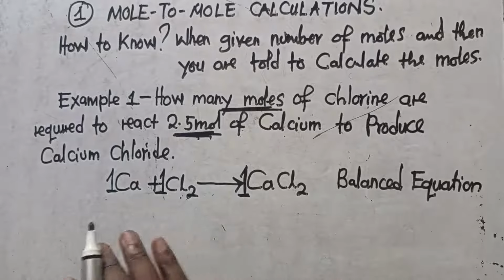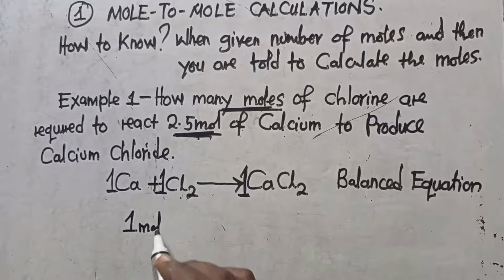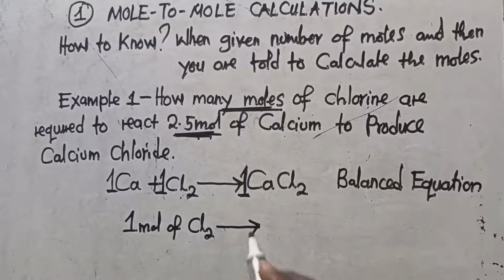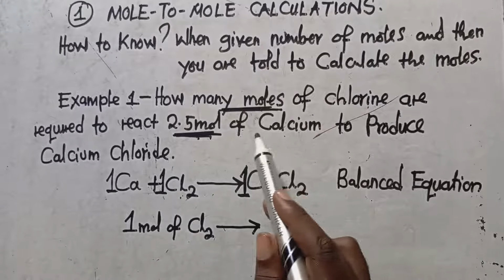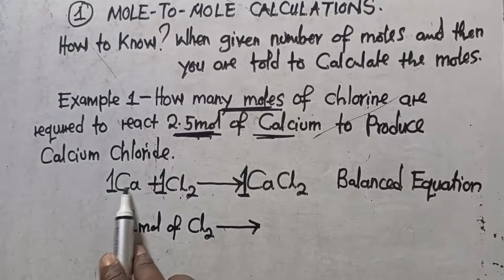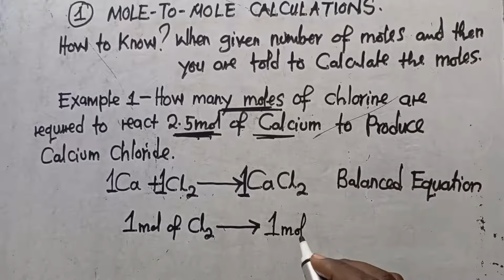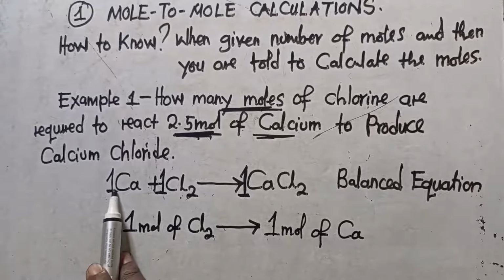From the equation. So the first part, we get it from the equation. We say 1 mole of chlorine. 1 mole of chlorine is equivalent to what? They are telling us it reacts with 2.5 moles of calcium. Even the moles for calcium, we get from the equation. Calcium is here; it is also 1. So I'll say 1 mole of calcium. Because here there is 1, but if there was a 2, I would have said 2 moles of calcium.